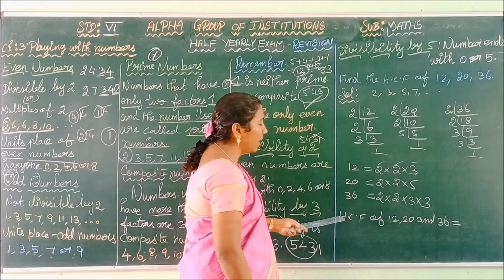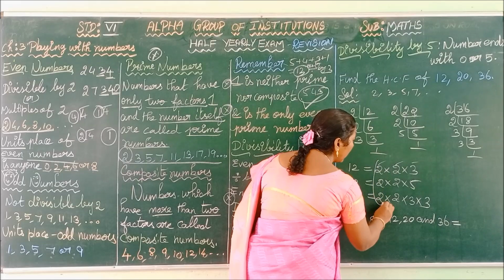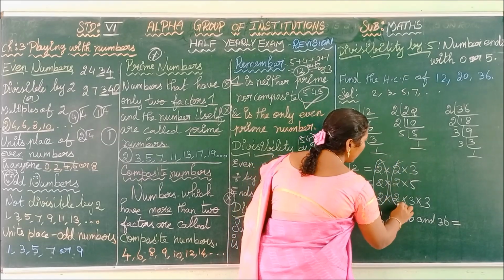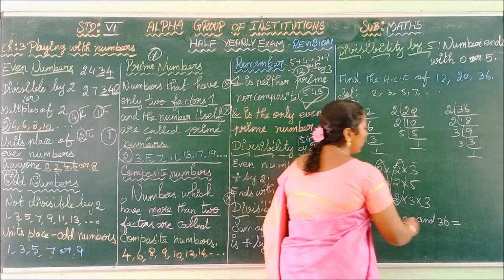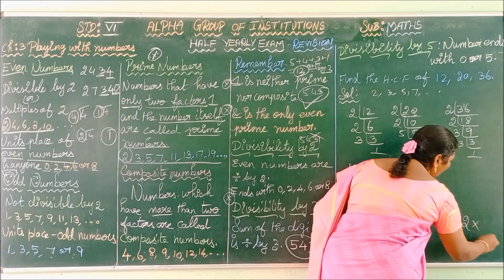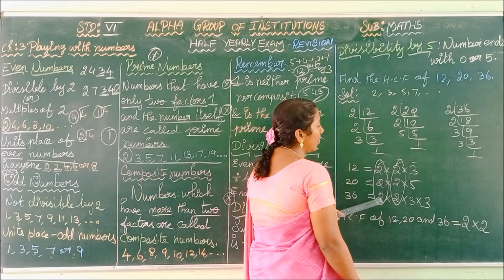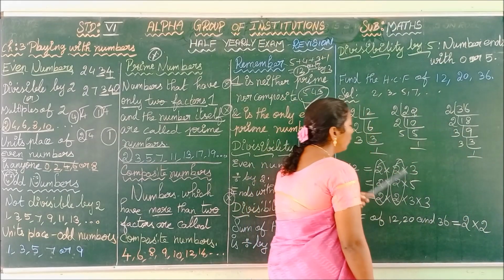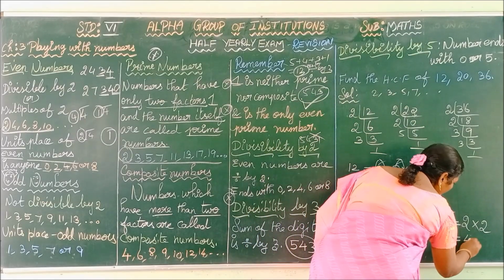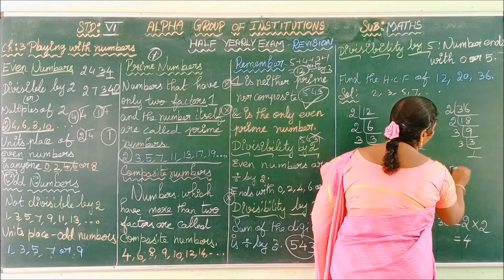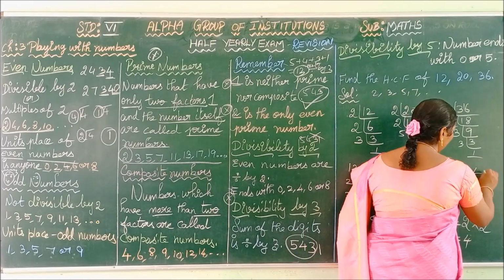We have to find the highest common factors. Further, you have to round off the common factors. These are the common factors. There is no other common factor. So once again, you have to write one time of the common factors and then find the product of it. So for this 3, 2, you have to write 1, 2. So 2 2s are 4. Therefore, HCF of 12, 20 and 36 is 4.